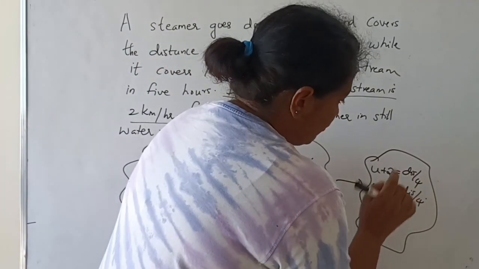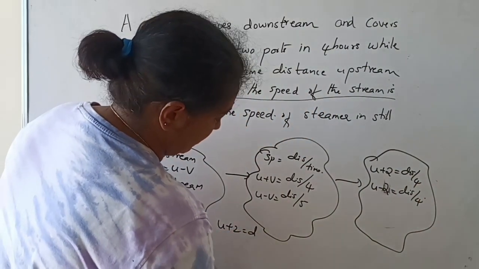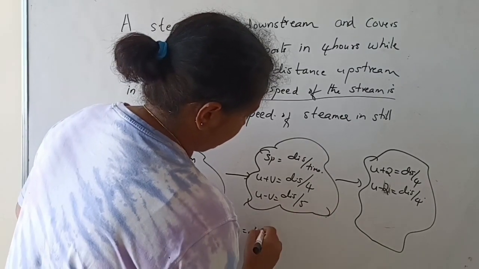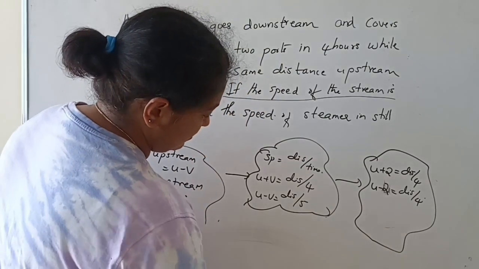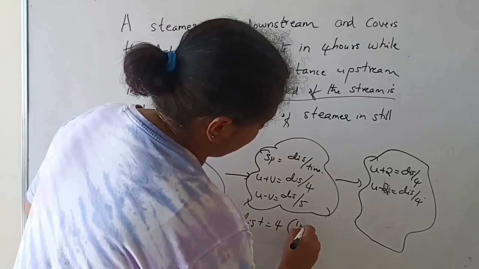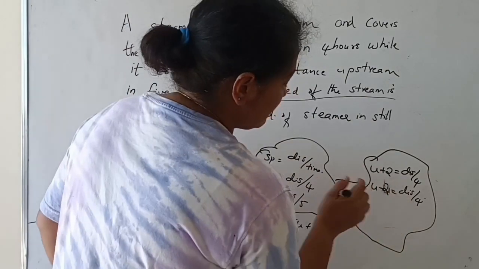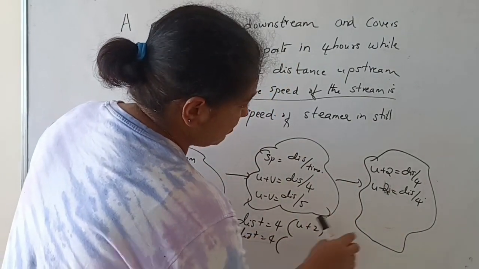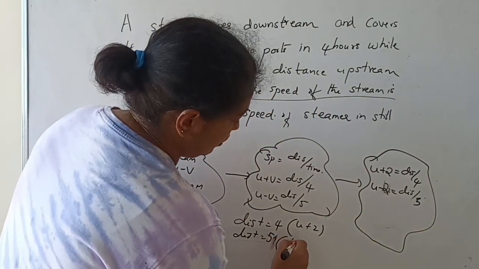So, from the first equation, u plus 2 is equal to distance by 4. What is the value of distance? If I am cross multiplying, I will get distance is equal to 4 into u plus 2. From the second equation also, I will get distance is equal to, here it should be 5. My mistake. 5 into u minus 2.